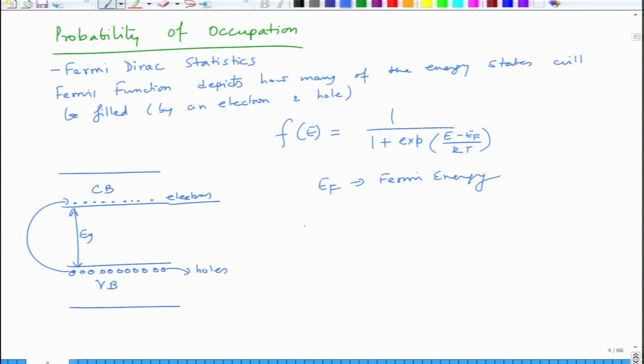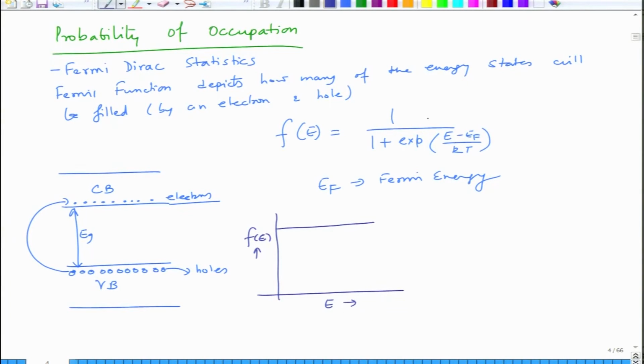So if you plot this function as a function of temperature, for example at 0 K, when you plot Fe as a function of E at 0 Kelvin, for energy less than Ef, when E is less than Ef, then this will be e to the power minus infinity. So this will be equal to 0. So the probability of occupation will be 1. However, when E is greater than Ef, then this will be equal to e to the power infinity, and e to the power infinity is a very large number, which means it will become 0.